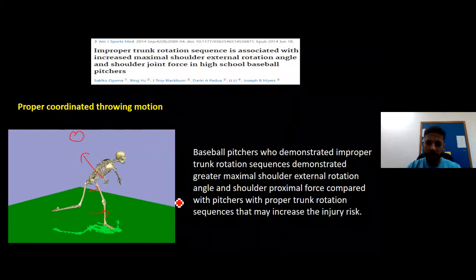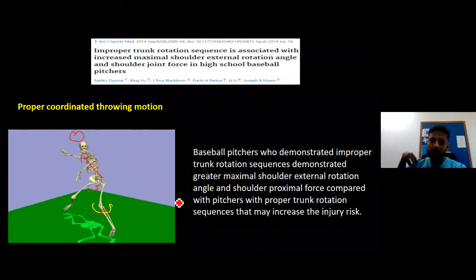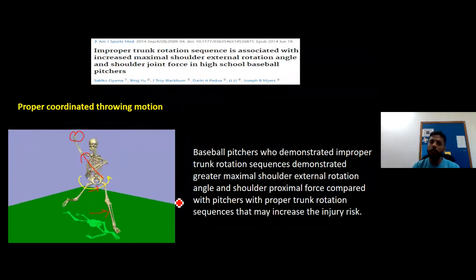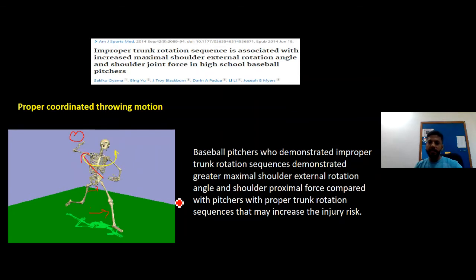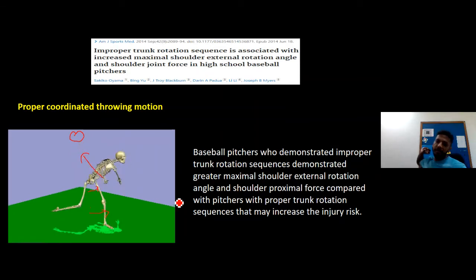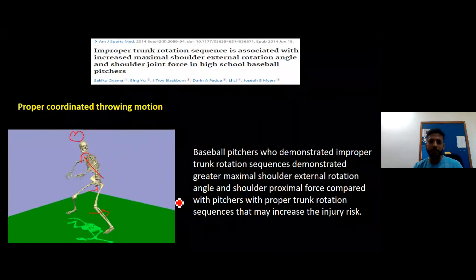So when the sequence is not there, what happens? Still you try to deliver a lot of force from your shoulder, isn't it? So here your kinetic chain is not proper, so you tend to deliver the same force, but still you have to do that activity, right?